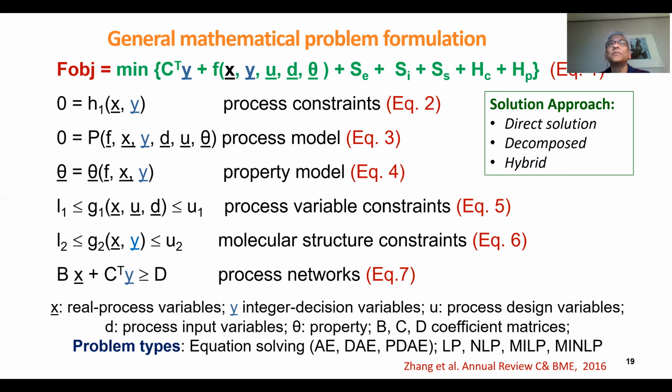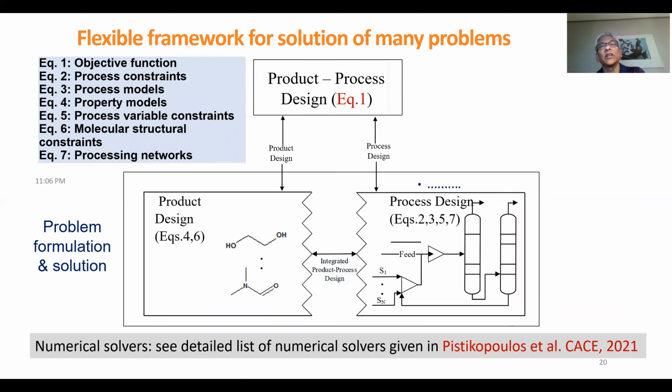So here are some examples, very briefly, to show you what kind of problems we can solve. The 7 equations are there. On the left-hand side, in the bottom square, you can see a product represented by equations 4 and 6, product design. Process design represented by equations 2, 3, 5, 7. If we want to optimize the design, in both cases, we need to use equation 1.